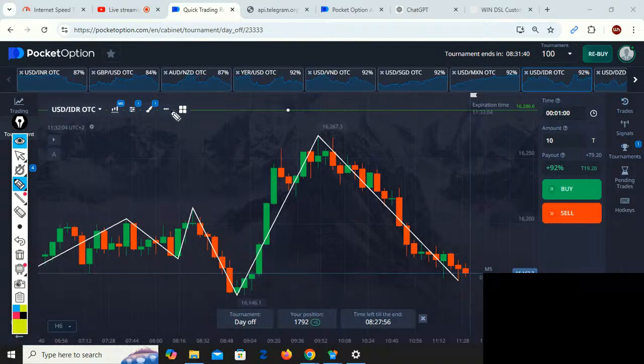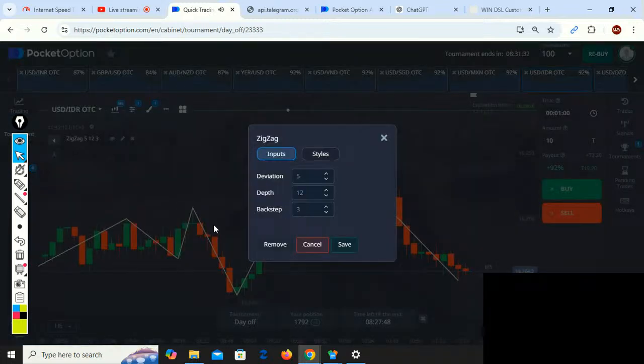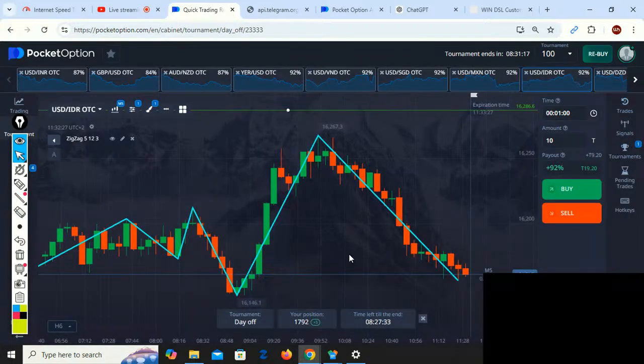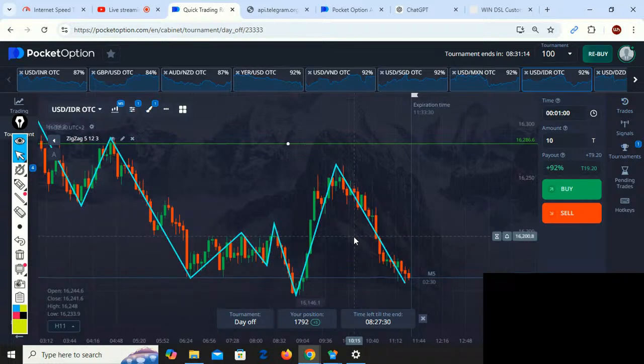I don't like the white color actually. Let me change the color of the zigzag. Green or maybe orange. Nope. Black. Nope. Turquoise. That's nice. Okay, that's better, I think.